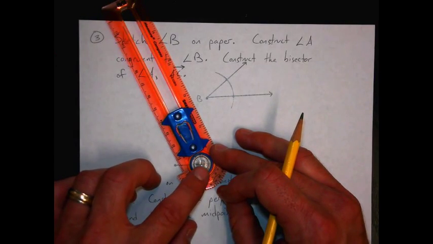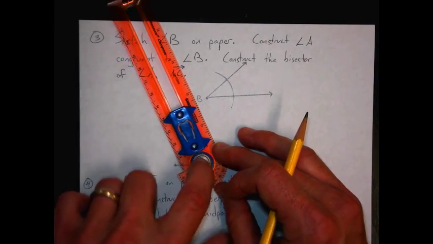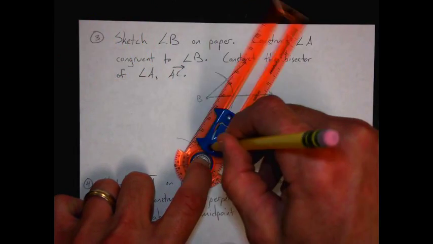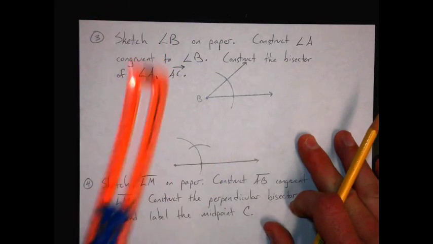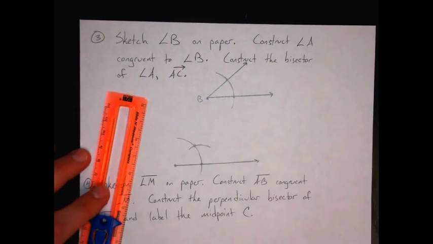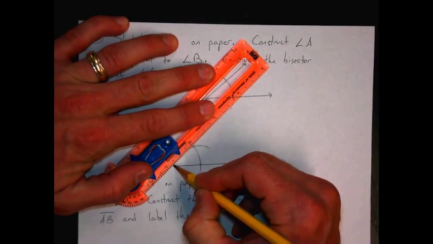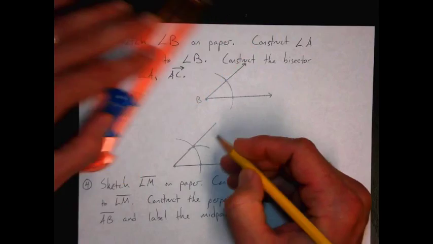Make sure the center is lined up. Sometimes it's hard to see. And then through the hole of the compass, scribe an arc. And ta-da, a brand new point. Wow. And now I can connect my vertex of the random ray. I have now constructed a congruent angle.